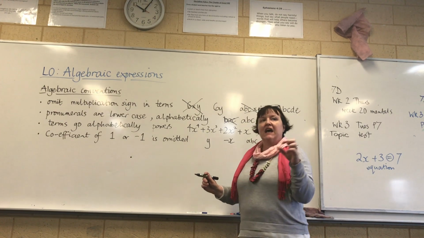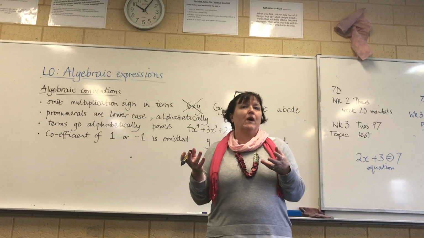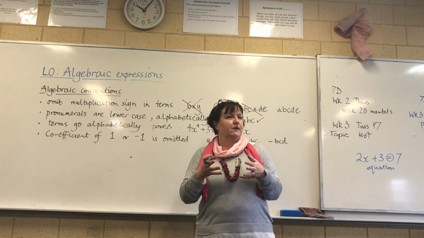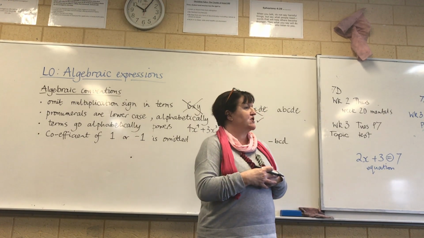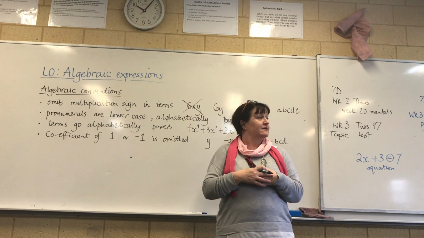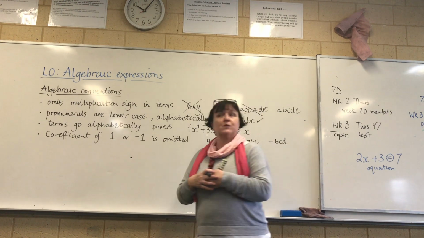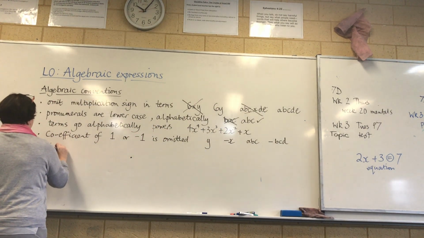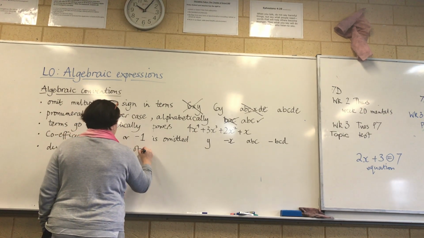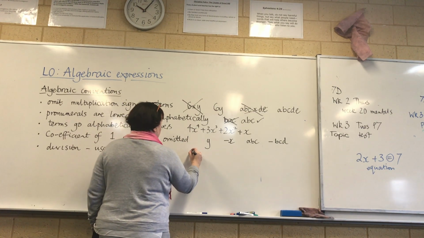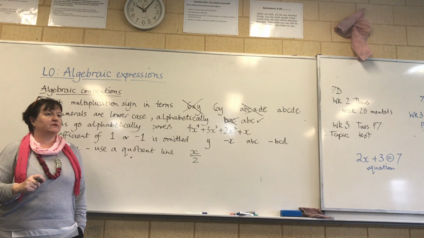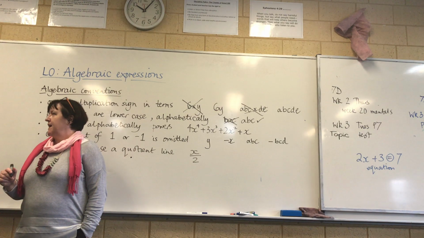And if you also see a negative outside of a bracket, when we start doing the distributive law, you assume that it means negative 1, okay? Any other conventions that you can think of? Division, you don't use the division sign. Very good, well done. So with division, you tend to use a quotient line. So x divided by 2 would be written like that, x over 2. Okay, good.